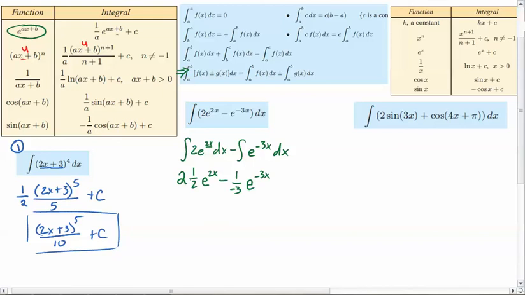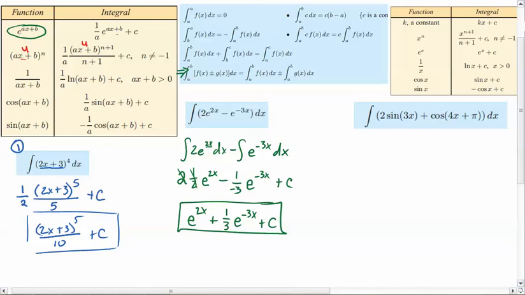Alright, we'll go ahead and simplify that. The 2 and the 1/2 cancel out, so I'm left with e to the 2x. And then the minus and the negative 3 will cancel out, so plus 1/3 e to the negative 3x. And then, of course, don't forget, it's an indefinite integral. We need to make sure that we have that extra c on the end, unless we have some way to figure out what c is.